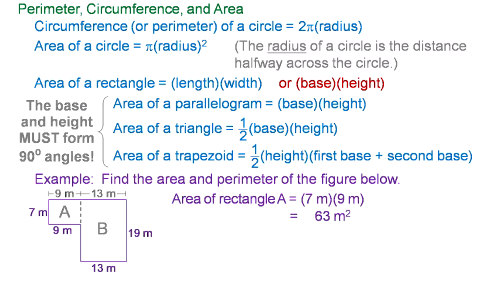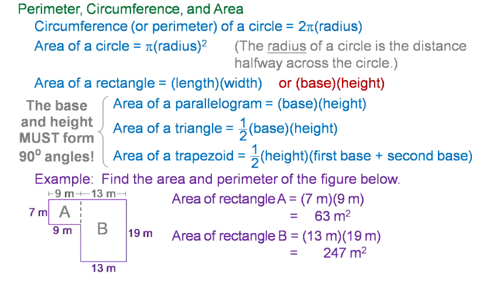I can find the area of the rectangle I've labeled rectangle A by multiplying 7 meters by 9 meters. Since 7 times 9 is 63, and since meters times meters is square meters, I can say that the area of the rectangle I've labeled rectangle A must equal 63 square meters.